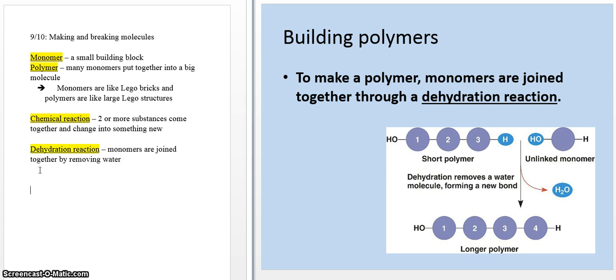I'm going to leave a little bit of space under dehydration because we're going to talk about it and compare it to the next one in a second. So leave a couple lines for yourself.